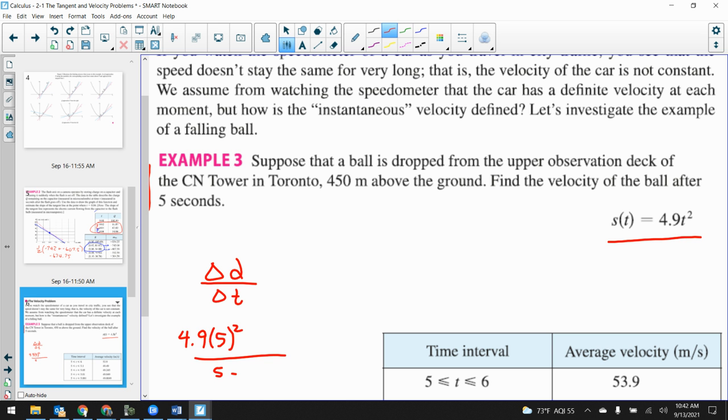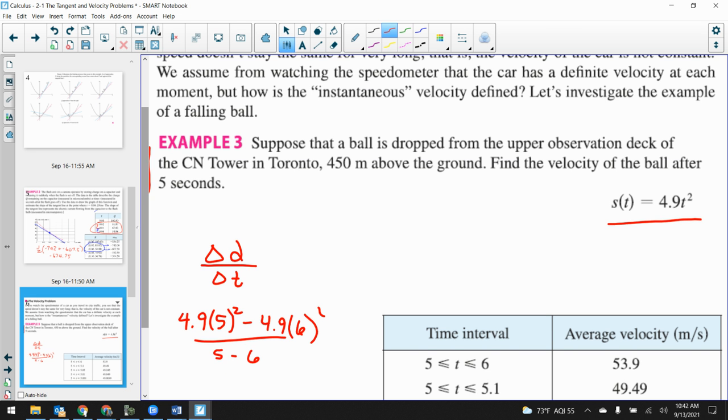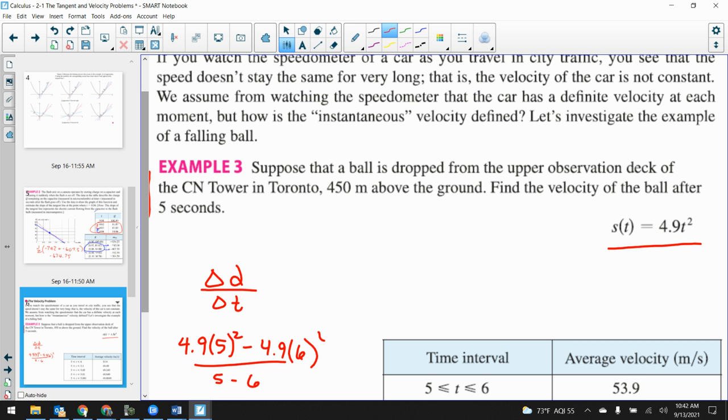minus 4.9 times 6 squared. I think I should change those around because if I don't, I'm going to get a negative. I want to go time A to B, or B to A, excuse me. I'm going to do this instead. I'm going to go here to here. Oh, it still would have worked out because I would have gotten a negative on top and on bottom and it would have canceled out. Oh well. It would have worked out either way.